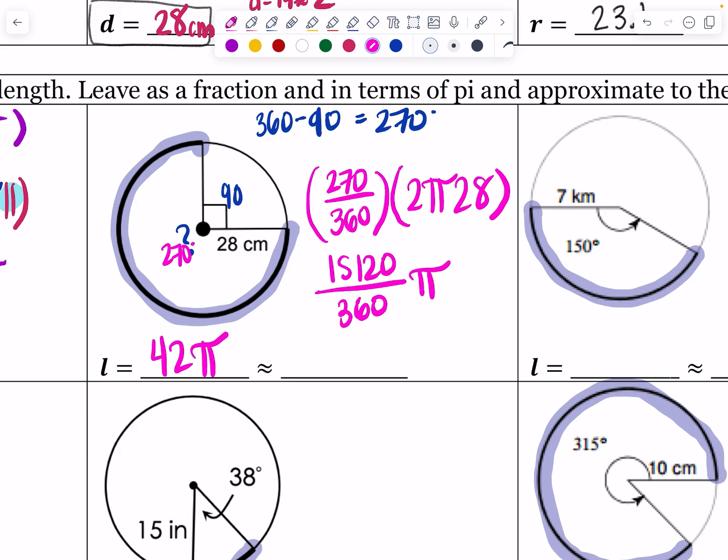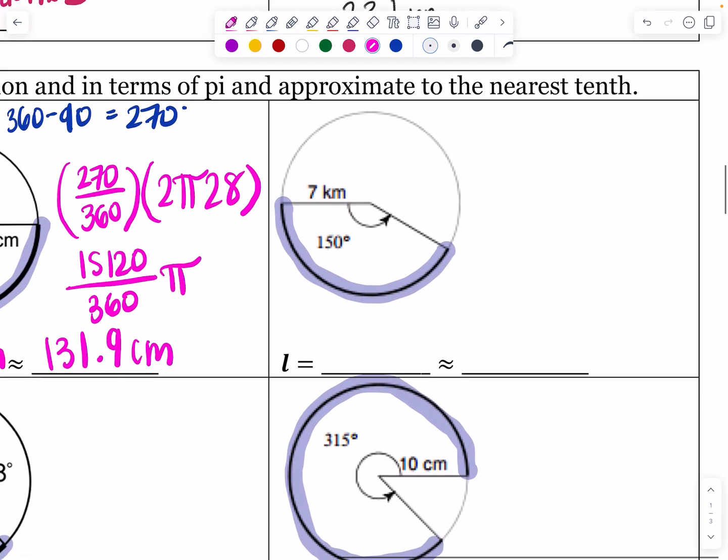What is 42 pi approximately? That is going to give me about 131.9 centimeters. So both of these are in centimeters, but one is exact in terms of pi and one is rounded. So we're just going to keep going.